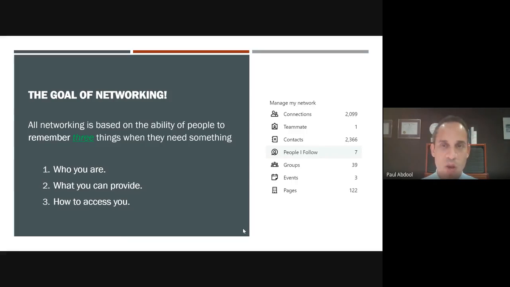So one of the things that I think is really important to understand is what the goal of networking is. All of networking is based on the ability of people to remember 3 things when they need something. They want to know who you are, what you can provide, and how to access you. If they can find that information, then you can help them. And you'll notice my network on LinkedIn is just over 2,000 contacts now, and these people can all help me and I help them. And the more we know, the better we can be.